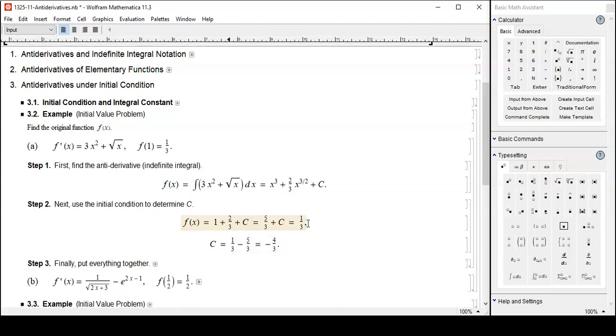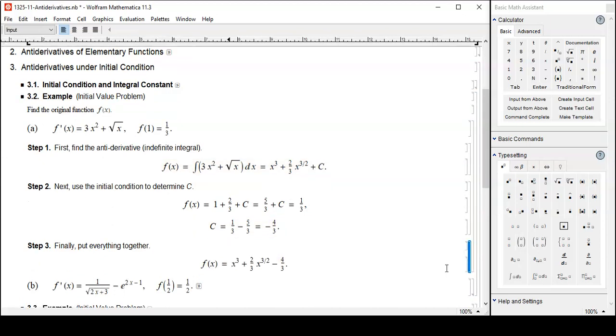So there you go. Initial condition, so c value. But this is not the answer. The answer is, what is this antiderivative function? What is this f of x? So you have to plug in this c equals to -4/3 right here. That is the final answer.